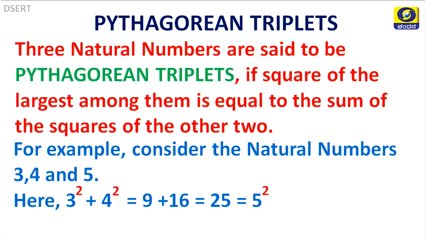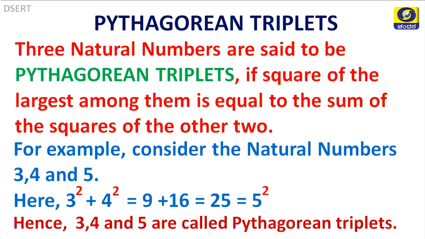For example, consider the natural numbers 3, 4 and 5. Here you can see square of 3 plus square of 4 is equal to 9 plus 16, which is again equal to 25, and we know that 25 is nothing but the square of 5. That means 5 square is equal to 3 square plus 4 square. So, we can say that 3, 4, 5 are Pythagorean triplets.